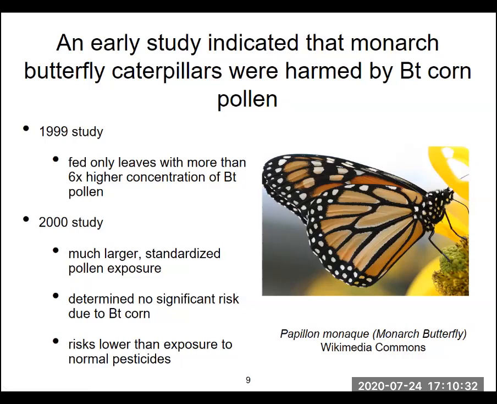And so there's conflicting data out there. A lot of people still look at the 1999 study and say that that's a reason why we shouldn't be using BT corn or BT cotton or any of these other ones that we're looking at. And it's an area that is continually being studied.